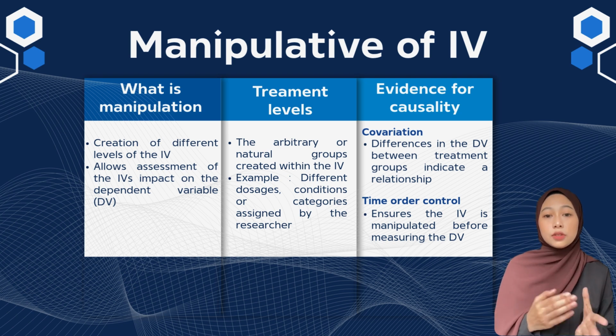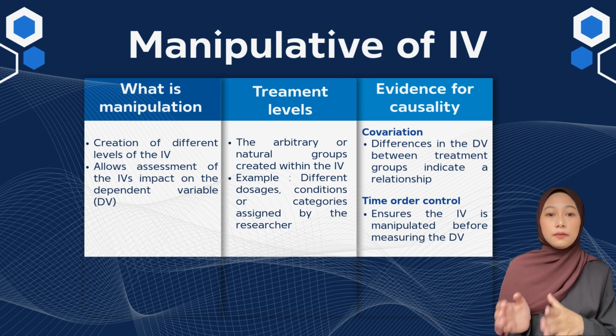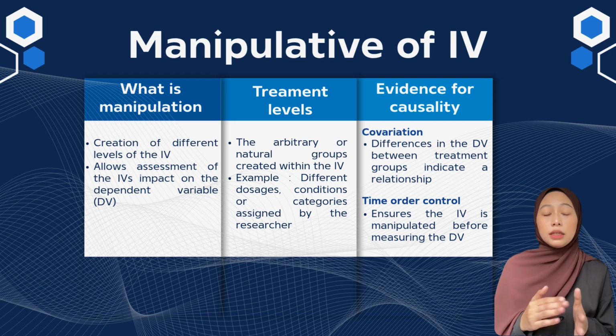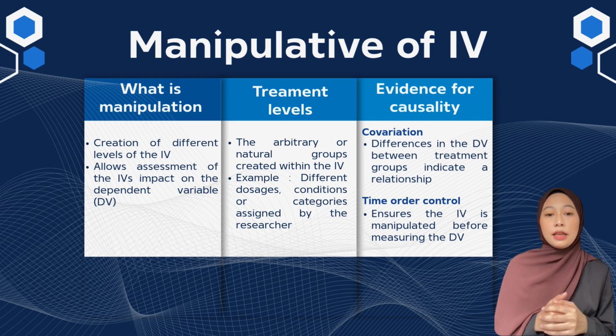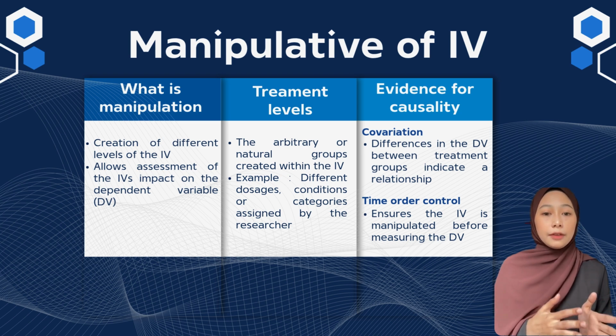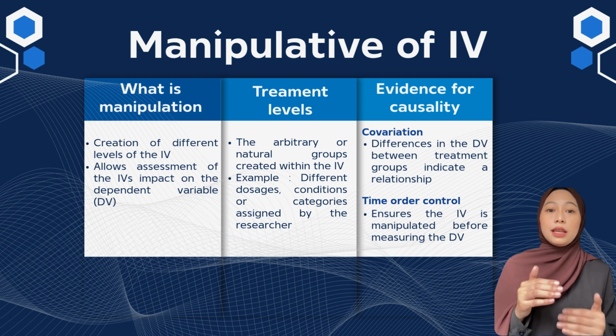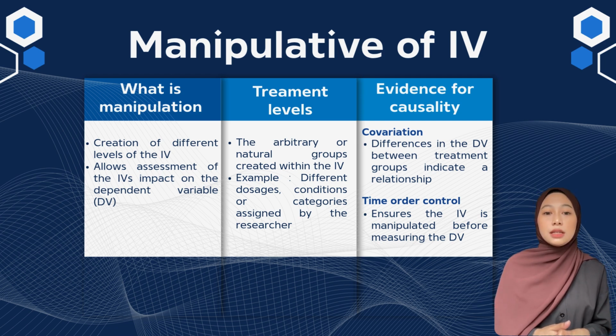Two key criteria are: first is covariance. There must be a statistically significant difference in the DV across different levels of the IV. This shows that the DV varies with change in the IV. In other words, if the groups exposed to different levels of the IV have different outcomes, this supports a causal link. Example: if students who receive interactive learning score significantly higher than those in lecture-based instruction, covariation is present.